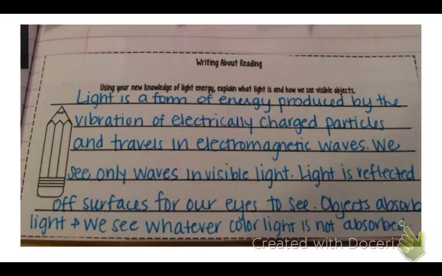For your writing, using your new knowledge of light energy, explain what light is and how we see visible objects. Light is a form of energy produced by the vibration of electrically charged particles and travels in electromagnetic waves. We see only waves in visible light. Light is reflected off surfaces for our eyes to see. Objects absorb light, and we see whatever color light is not absorbed.